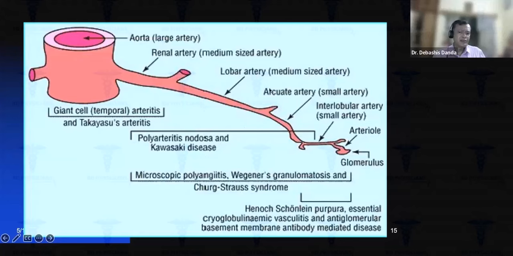Kawasaki's in children. And the small vessel vasculitis, ANCA positive, can be microscopic polyangiitis. Wegener's is now called GPA or granulomatosis with polyangiitis, and Churg-Strauss vasculitis is now known as EGPA or eosinophilic granulomatosis with polyangiitis. You also have non-ANCA small vessel vasculitis like Henoch-Schönlein purpura, now called IgA vasculitis, essential cryoglobulin vasculitis, anti-glomerular basement membrane antibody-mediated disease like the Goodpasture syndrome, etc.